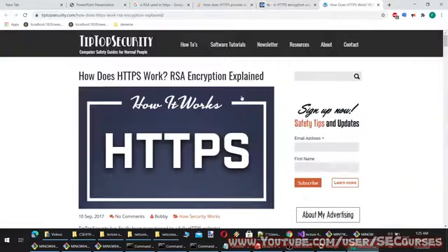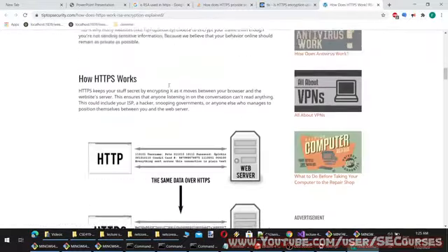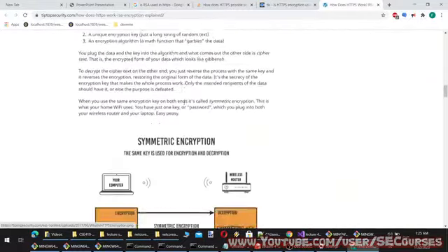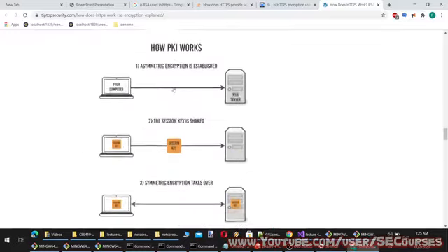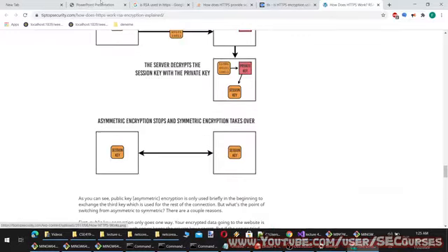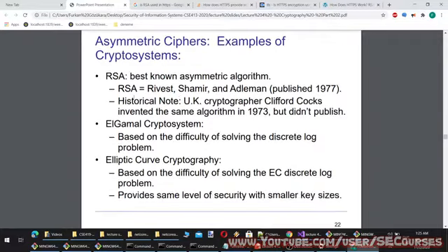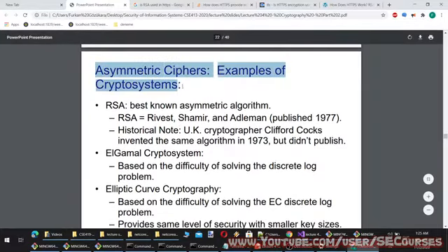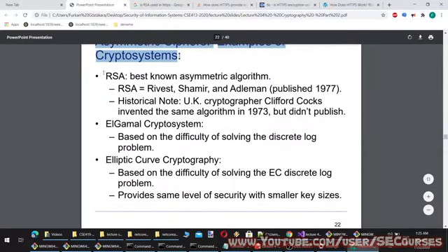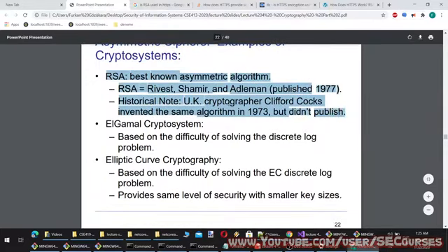Okay, so this is the article that they are talking about. There is so much information that you can find on the internet until you understand it. So about computational effort, if you use small numbers, they can be easily decrypted at the moment. And let's see some asymmetric ciphers. Asymmetric ciphers, examples of cryptosystems.